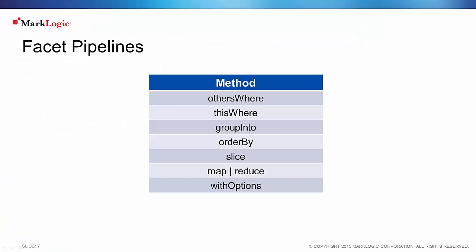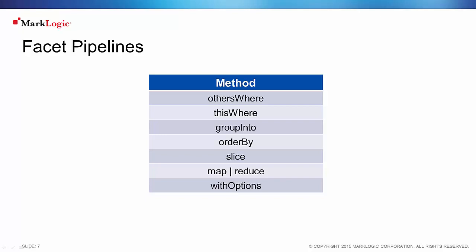We can take that simple facet request and customize it using a pipeline pattern. These pipeline stages are optional, but must be used in this specific order. Most stages behave as they do when used with the values query and were covered in the Intro to JSearch tutorial earlier in this series. Others where and where control how facets interact with each other and with any queries that are part of the facet call. Group into can be used to create bucket constraints.